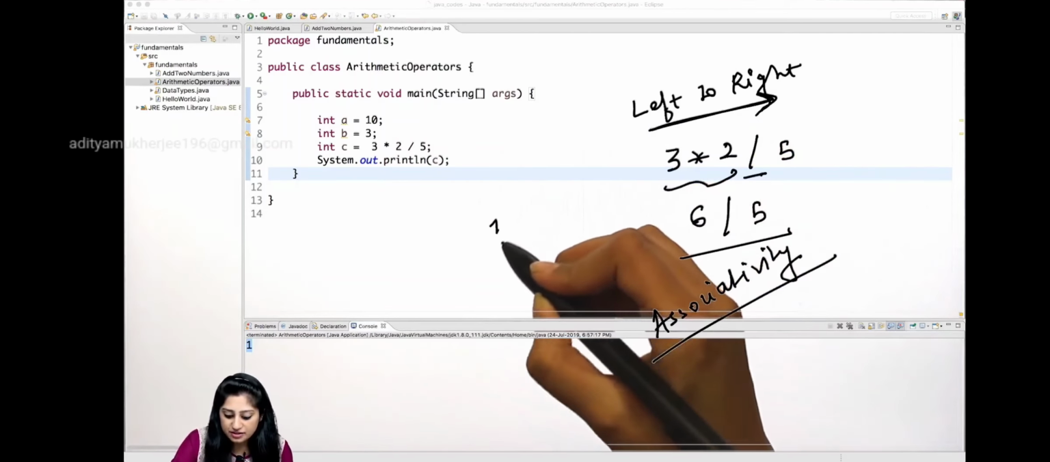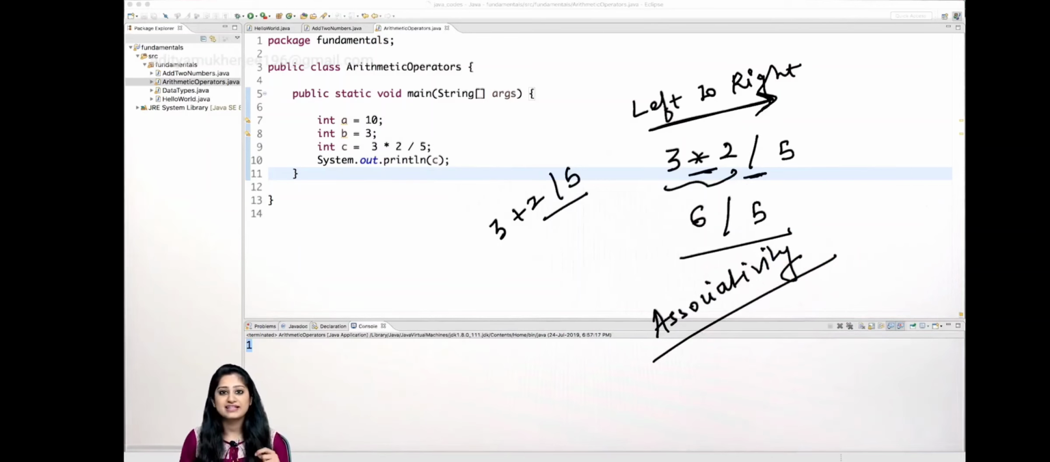Had it been 3 plus 2 by 5, there would have been no confusion. 2 by 5 would have happened first, but because this is multiply and divide and they have the same precedence, associativity is coming into the picture. Right? So I hope this makes sense to you, because this is a common mistake point. We end up doing this and we don't realize what we are actually doing.